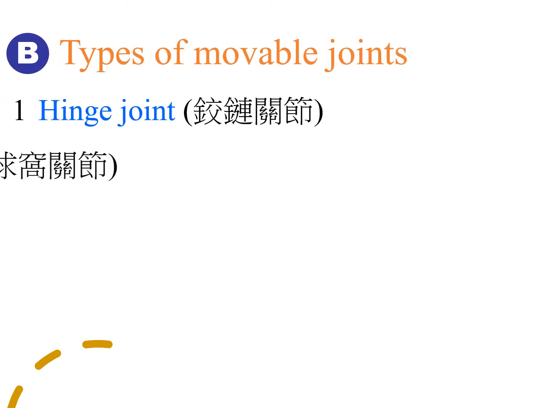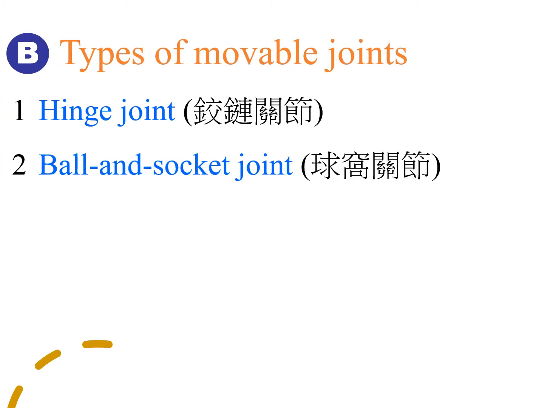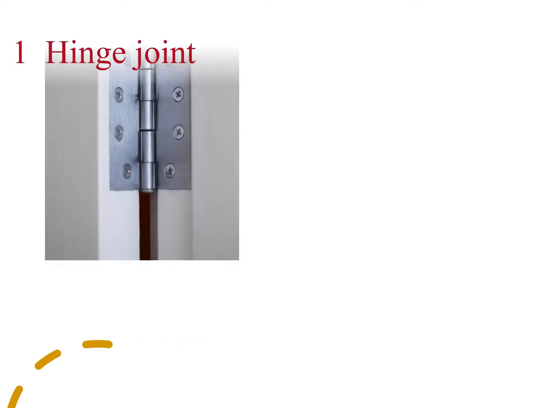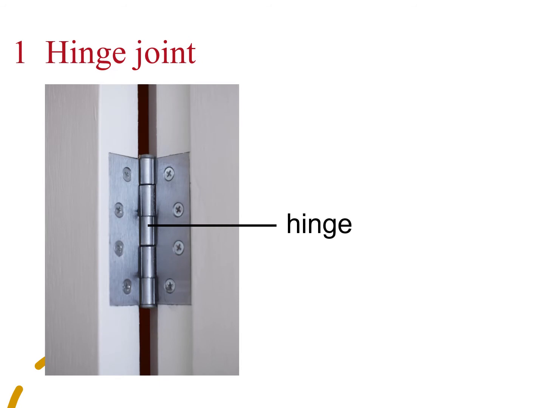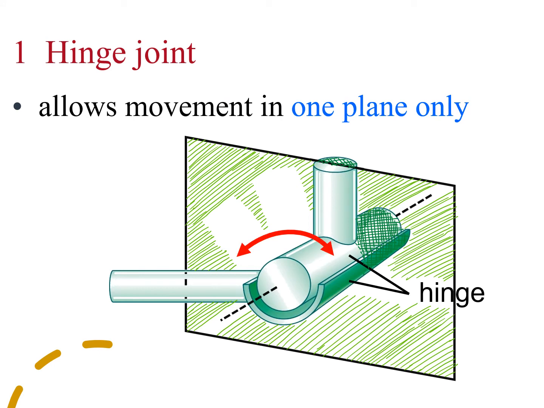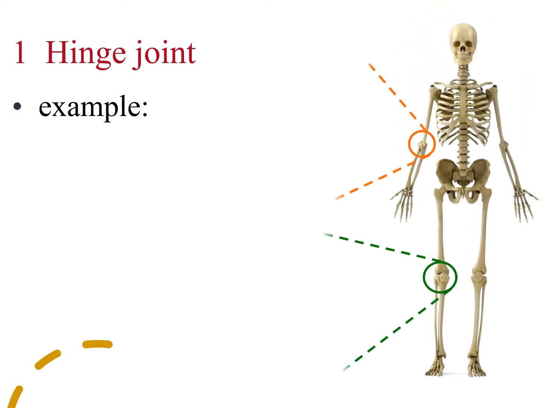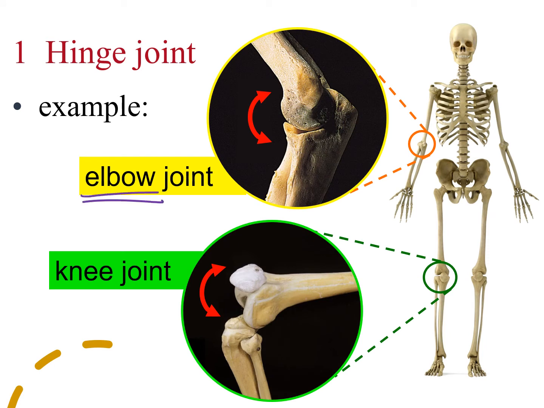After looking at the structure of our movable joints, let's take a look at the types of movable joints. There are hinge joint, 鉸鏈關節, and the ball and socket joint, 球窩關節. Let's take a look at the hinge joint first. The meaning of hinge is 門鉸. Hinge joints allow movement in one plane only. Take a look at the part which I labeled with a star. This part only moves along in the plane. Therefore, we call this a hinge joint. Examples of hinge joints are the elbow joint in your arm and the knee joint in your leg.